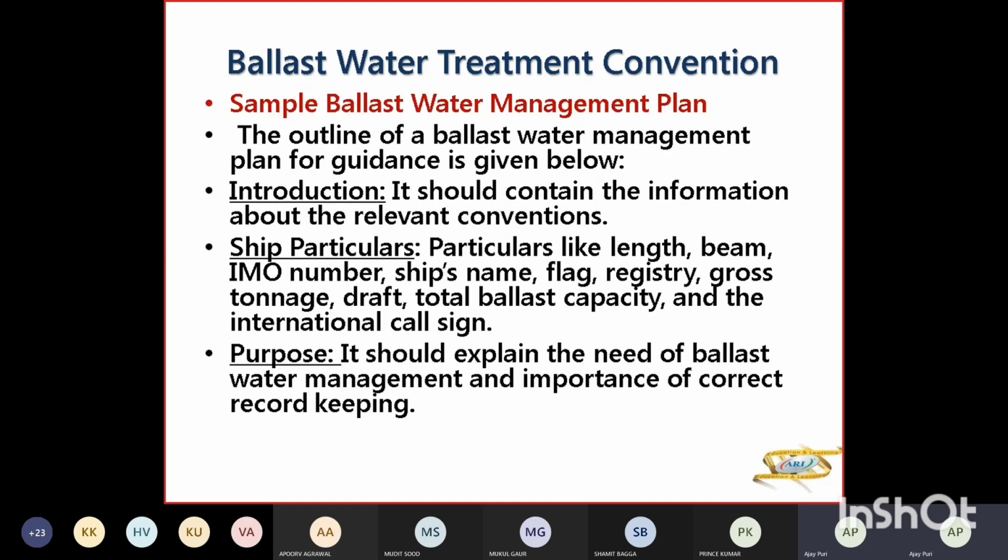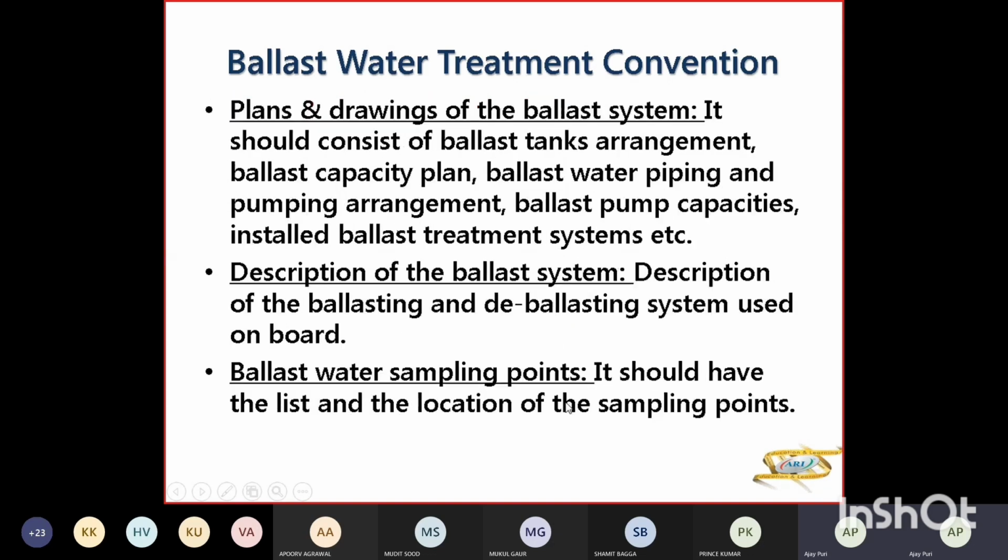Now, what is the ballast water management plan? It should contain your information about the ballast water convention. It should have the ship's particulars, that is your length, beam, IMO number, name of the ship, flag, registry, gross tonnage, draft, total ballast capacity, and international call signs. It should also name the purpose, that is the explanation for the need of ballast water management, and the importance of correct record keeping.